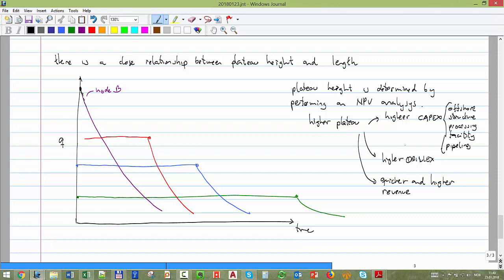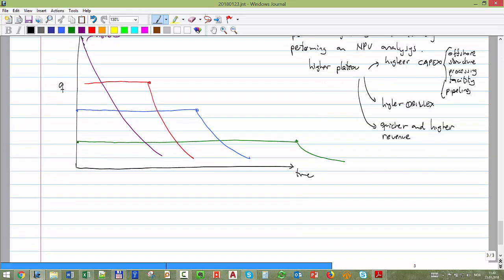So these are two things that are in a balance: the expenses and the revenue. Okay, and lower plateau is just the opposite. Lower plateau. So here, let's say, I should put it below, I think.